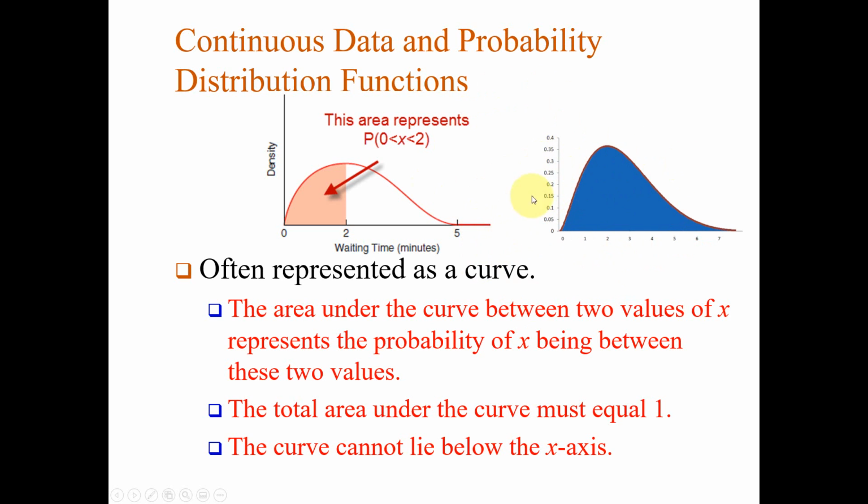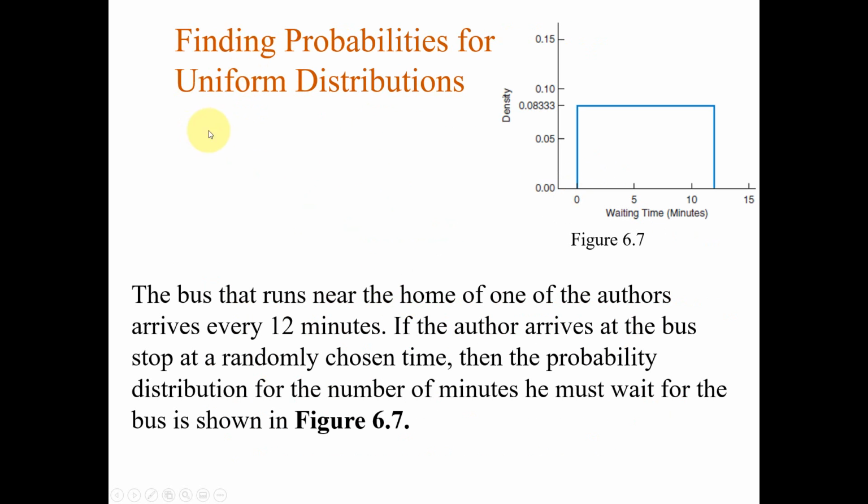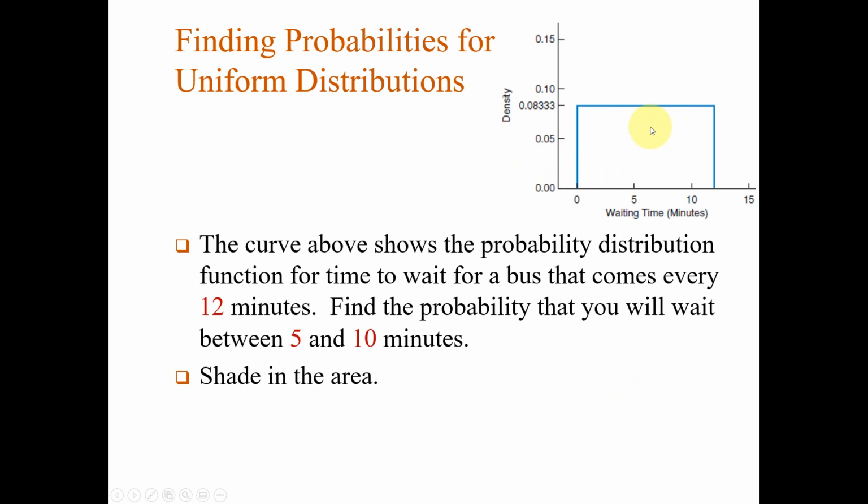Here's a different example. What if we wanted to find the probabilities for a uniform distribution, which looks something like this? It looks like just a rectangle. The bus that runs near the home of one of the authors arrives every 12 minutes. If the author arrives at the bus stop at a randomly chosen time, then the probability distribution for the number of minutes he must wait is shown right here. So the curve above shows the PDF for the wait time when a bus comes every 12 minutes. And this entire area equals 1. 12 times this number here equals 1.